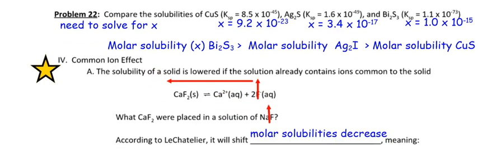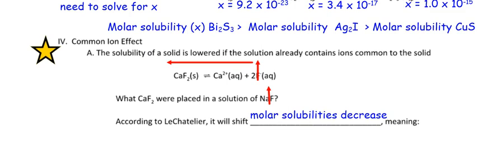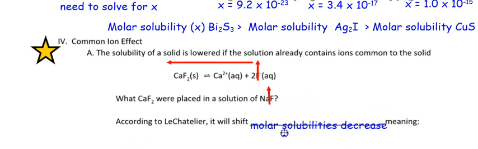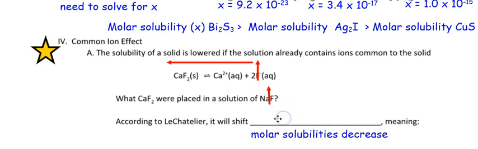And that may ring a bell because that's a Le Chatelier shift, all right? So if more F negative is added, it's going to shift to the left. The molar solubilities are going to decrease, all right? Oh, silly me, that's what's down here, meaning I need to put in the word shift left, don't I? Here, let me type this in. L-E-F-T. There we go. Now that makes more sense. It's going to shift left, meaning the molar solubilities will decrease, okay?